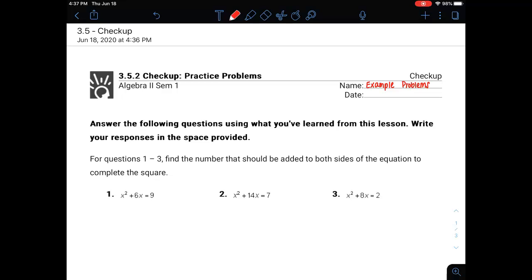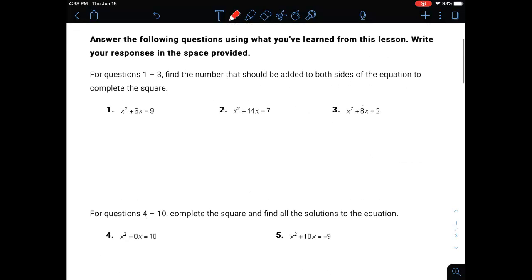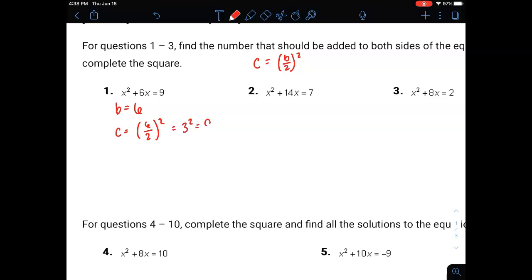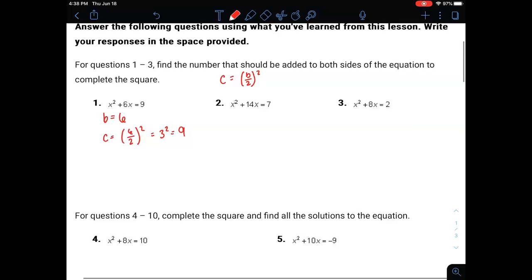Now for questions 1 through 3, we're going to find the number that should be added to both sides of the equation. So I'm going to do number 1 and number 3 here. The key is that c is equal to b divided by 2, and then we square that number. The first thing you might want to do is figure out what b is. For this first one, b is equal to 6. So c is equal to 6 over 2, and then square that, also known as 3 squared, also known as 9. So we would add 9 to both sides. We're just going to stop there because that's all it's asking for, find the number that should be added.